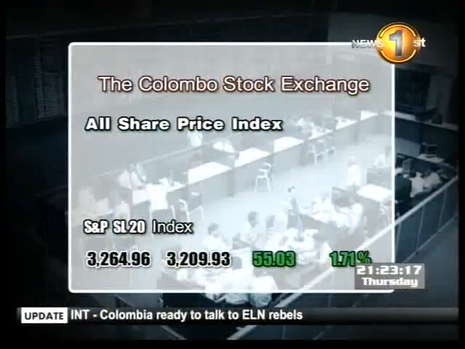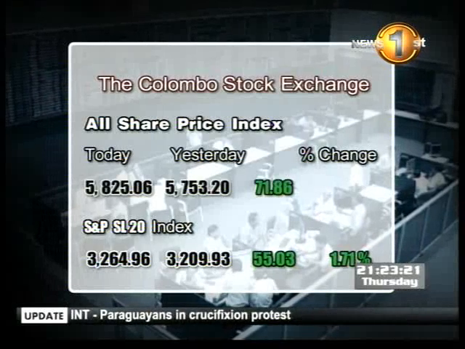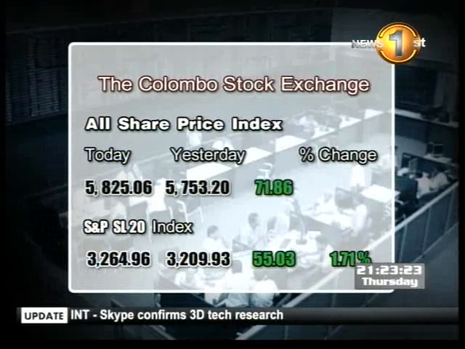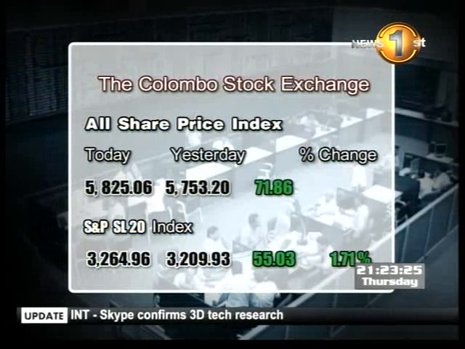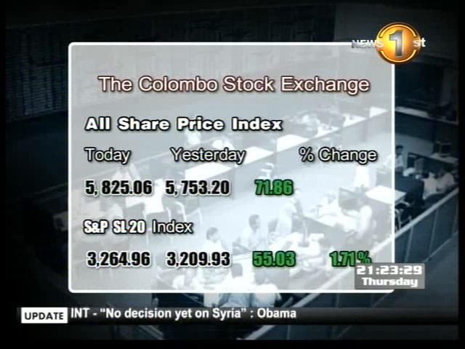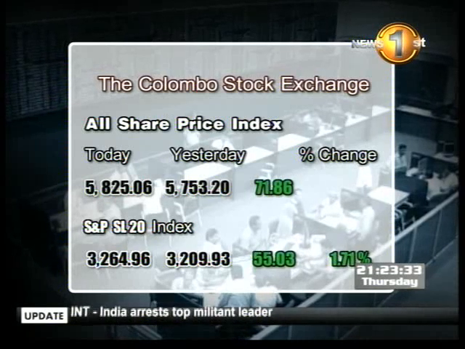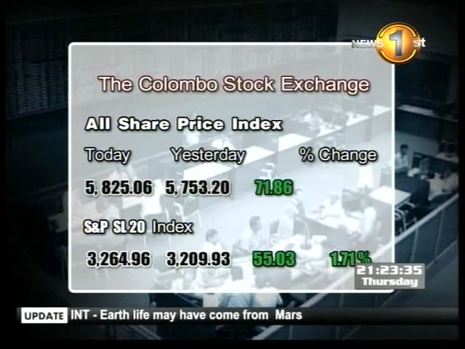The Colombo Stock Exchange, which recorded significant losses over the past week, showed sharp gains today. At close of trading today, the benchmark all-share price index has climbed 71.86 points to 5,825.06 points. Over the past 1.5 weeks, the ASPI recorded a total loss of 450 points.